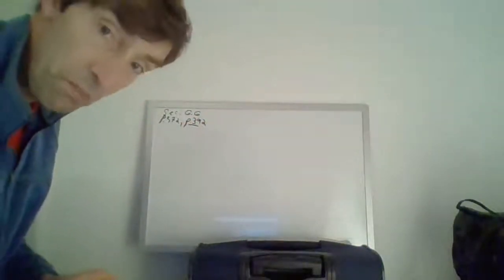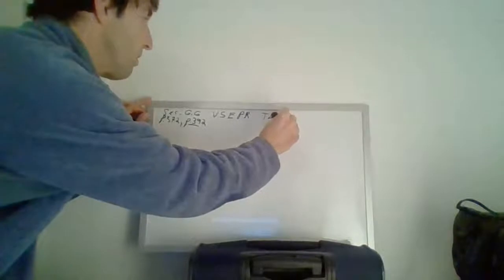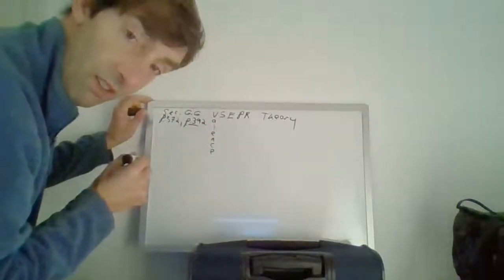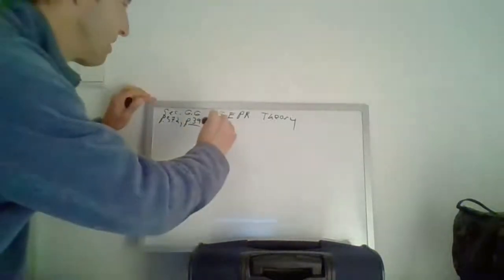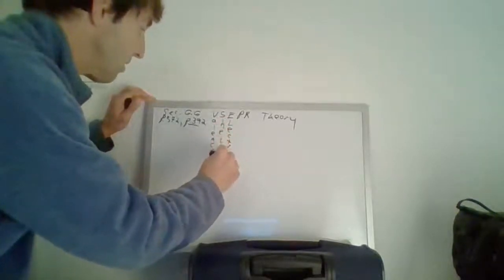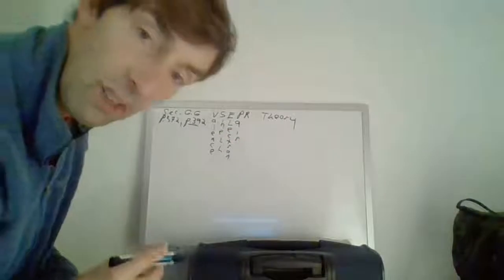What this is about is VSEPR theory and how to use it. It's spelled funny, V-S-E-P-R theory. All right, you might as well know what it stands for. You ready? I bet you can guess the V, huh? Valence. The S is going to be shell, I hope. The E is electron, of course. And the P is pair, like a pair of electrons, and the R is repulsion.